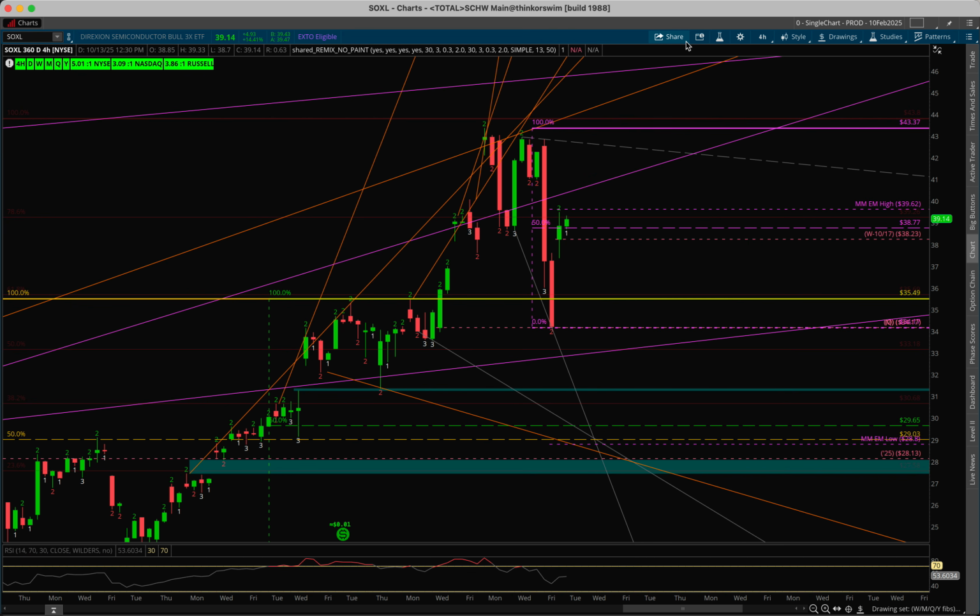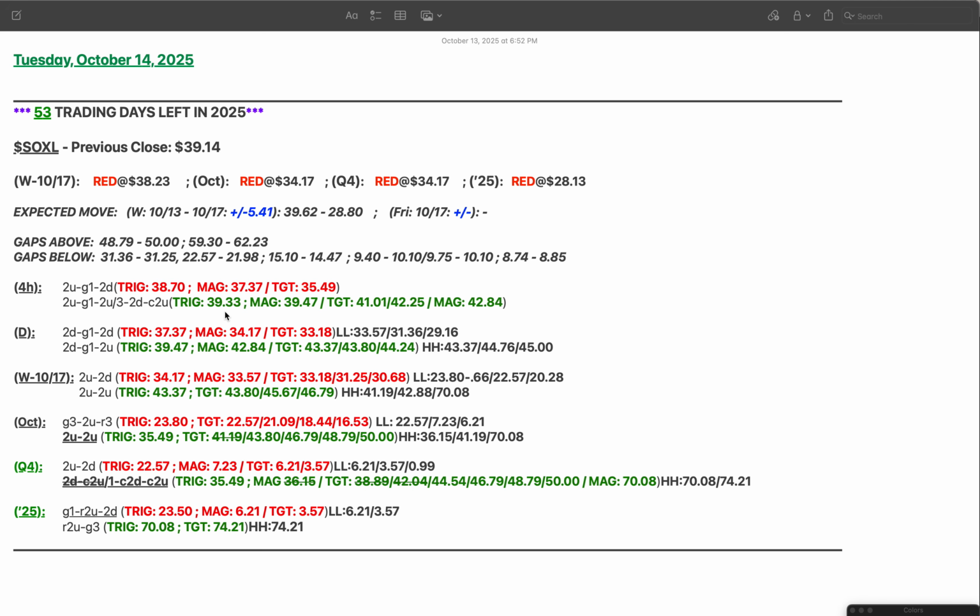So let's go look at the notes and just look at the numbers here. For tomorrow, which is Tuesday, October 14th, there will be 53 trading days left. The previous close was 39.14 today. We know what the opening print for the week was, 38.23. So if we go below that, the week turns red. The month turns red at 34.17, as well as the quarter. The year turns red at 28.13. Again, we talked about the market maker's expected move, plus or minus $5.41, giving us the range of 39.62 to 28.80. And we know where our gaps above and gaps below are as well.